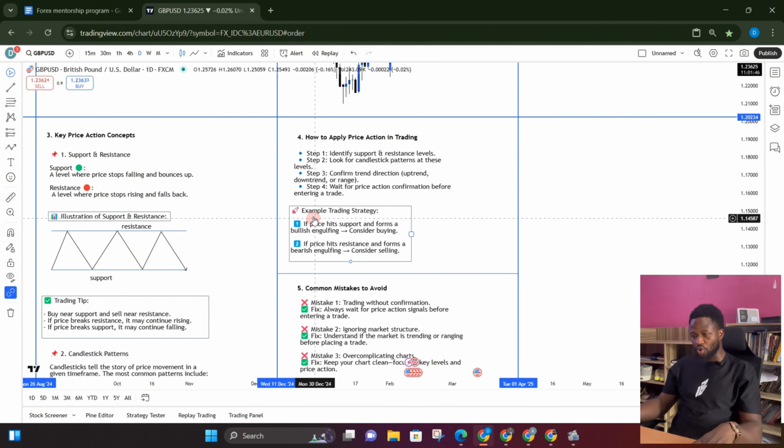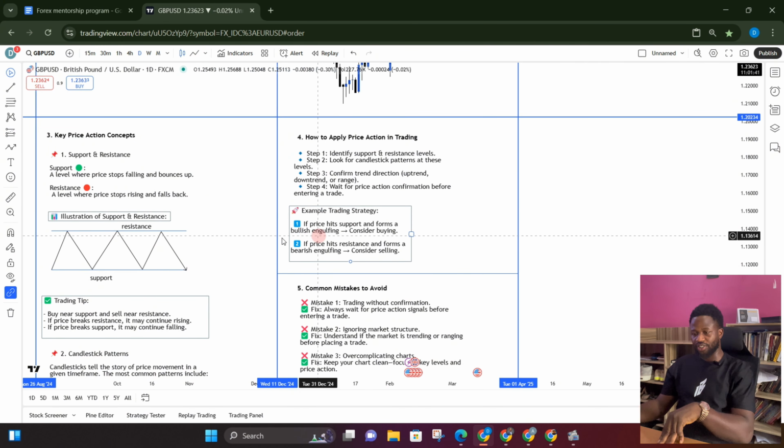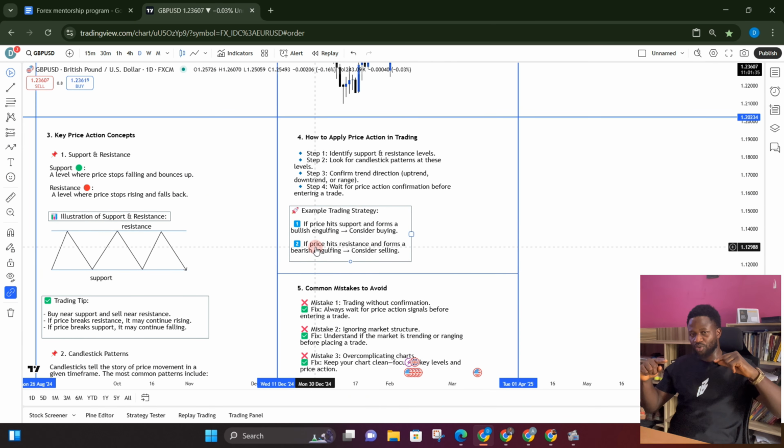All right, so an example of a trading strategy. Number one, if price hits support and forms a bullish engulfing candle, you know, a support is a zone, and then price reached there and a small red was swallowed by a big green. What does that tell me? This is about to change. Let me find my buying opportunity. Then we'll try to position ourselves to get in.